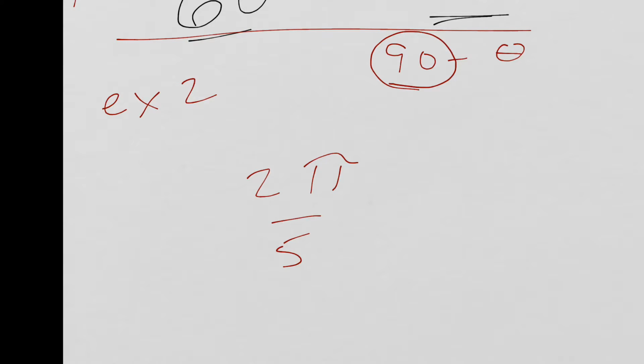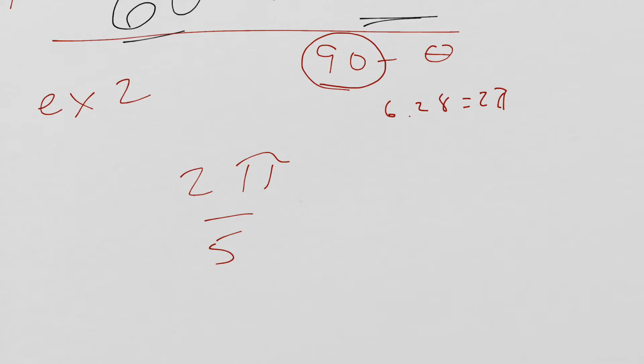Well, how many radians in a full circle? About 6.28, right? Or 2 pi. 2 pi is one whole circle. I guess I can move over here a little bit. 2 pi is one whole circle. So half of a circle, 3.14, is pi, right? This is half of a circle, or 180 degrees.